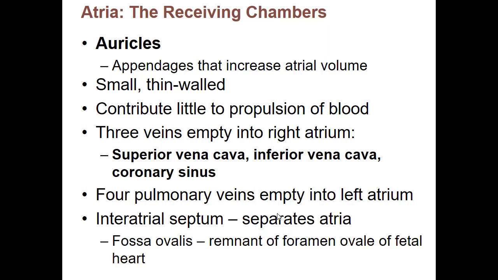Now, your right atria is going to have 3 veins going to it. There's a superior vena cava. There's an inferior vena cava. It comes from down below. And I'm not going to draw the other one. The other one's a coronary sinus. It's blood from the heart itself.